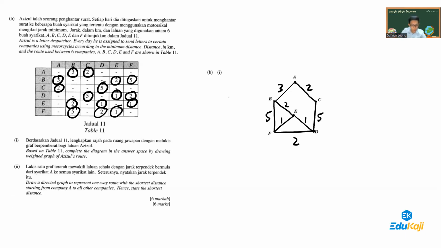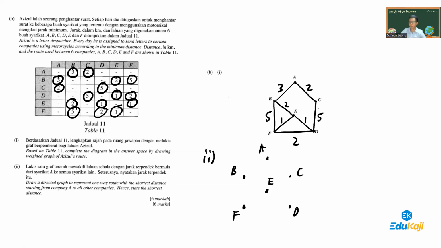Then the second one, draw a directed graph to represent one-way route with the shortest distance starting from A to all the companies. Say the shortest distance. So it has to start from A. So I draw all the points first. So it has to pass through all the vertices. A, B, C, D, E, F. So shortest route.